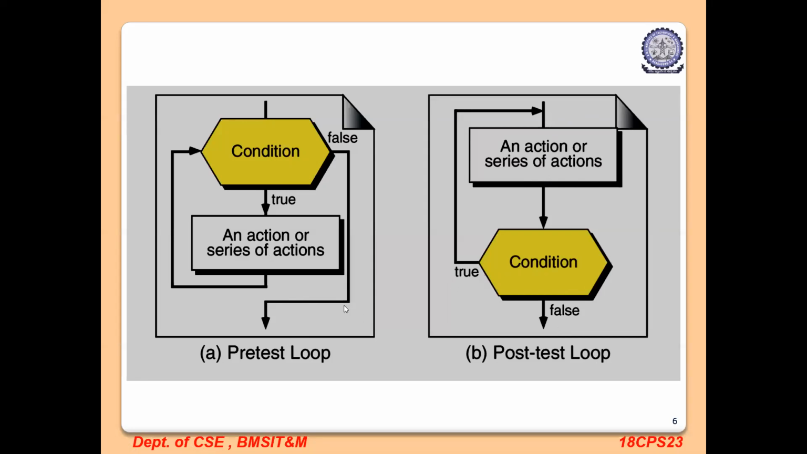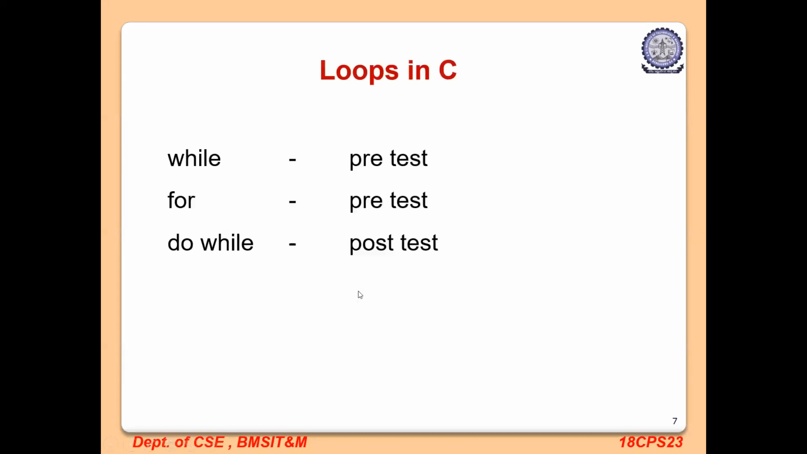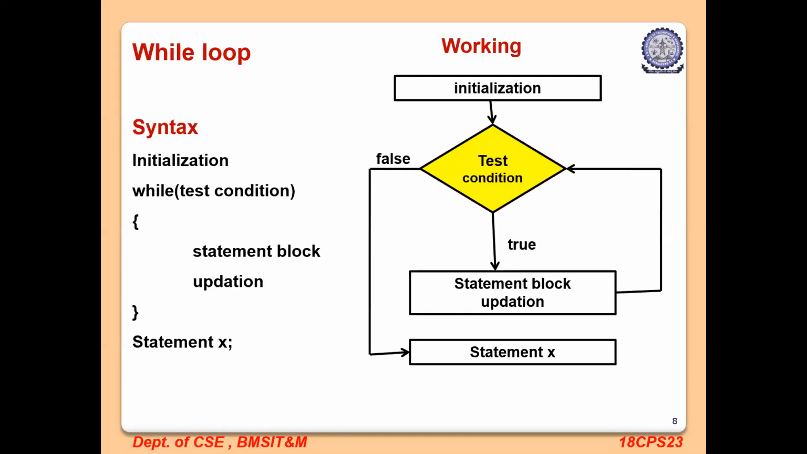Now let's begin our understanding by exploring pre-test loops. As I said, we have two looping constructs which fall under this pre-test category, while and for, whereas do while falls under the category of post-test. So let's begin with the first pre-test looping construct, which is called while.